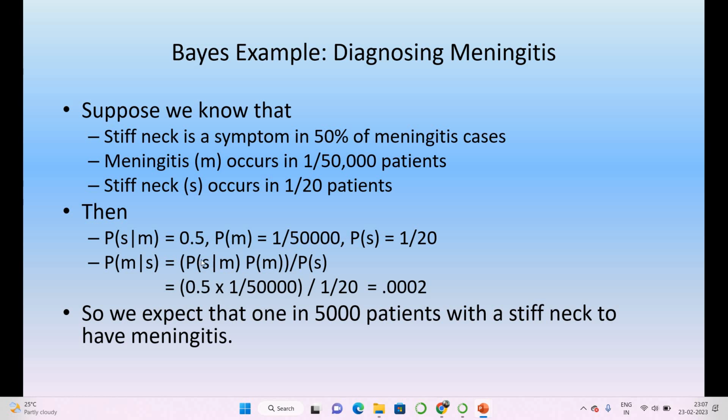This can be calculated by using probability of S on M into probability of M, divided by probability of S. That is, probability of stiff neck on meningitis into probability of meningitis, divided by probability of stiff neck. Now probability of S on M is given as 0.5, into probability of meningitis, 1 by 50,000, divided by 1 by 20, which gives the value 0.0002. So by using this calculation, we can expect that 1 of 5,000 patients with a stiff neck has meningitis. Like that we can calculate the Bayesian example by using this particular formula to calculate the probability of meningitis on stiff neck.